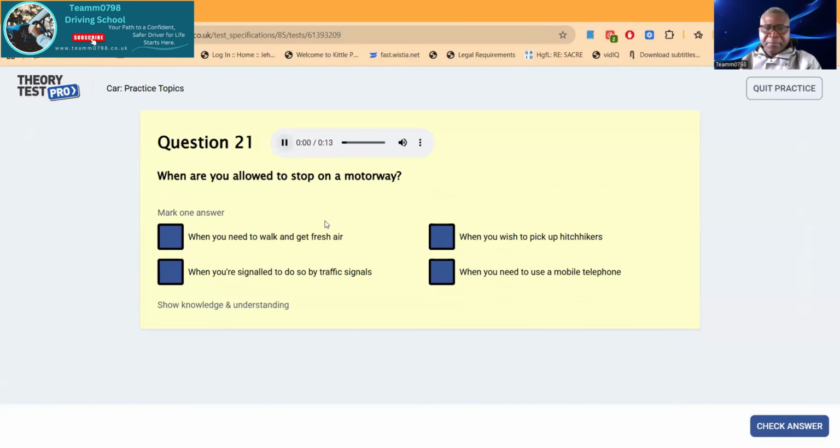When are you allowed to stop on a motorway? When you need to walk and get fresh air. When you wish to pick up hitchhikers. When you're signaled to do so by traffic signals. When you need to use a mobile telephone. All the other answers are wrong. Okay, you can understand why they are wrong. When are you allowed to stop on a motorway? When you are signaled to do so by traffic signs.